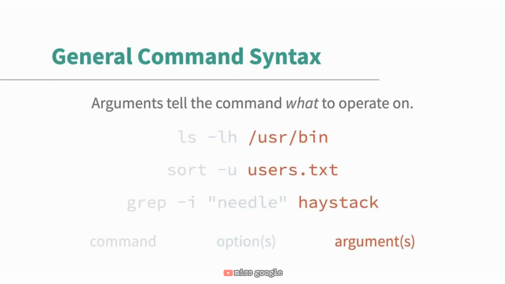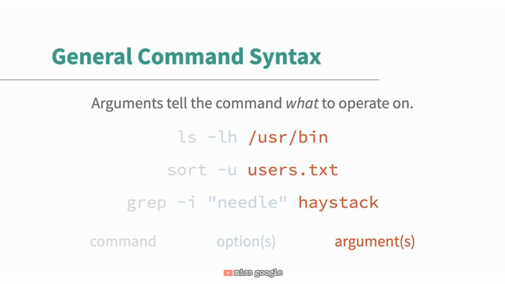The last portion of a statement is the argument or arguments. This is where we tell the command what thing to operate on. It's usually a file or path, or a set of files or directories separated by spaces. But an argument can also be a string of text or something else. In the first example, we're telling the ls command to show us the contents of the directory /usr/bin, and further down, we're telling the sort command to sort a file called users. The last example uses a file called haystack, which is being provided to it as an argument. And we're using the -i option to look for the text needle.